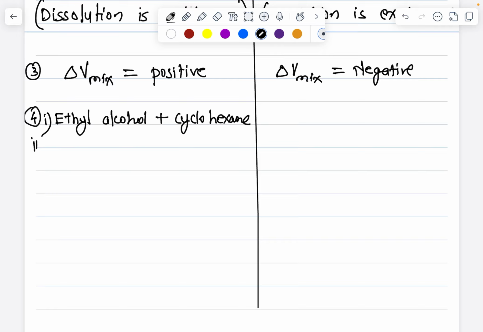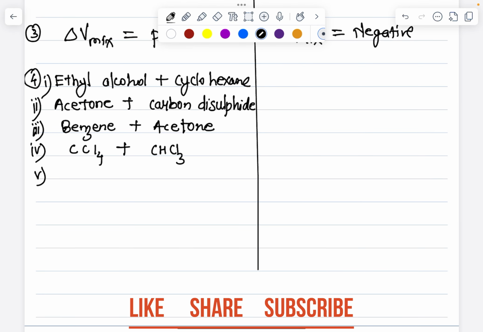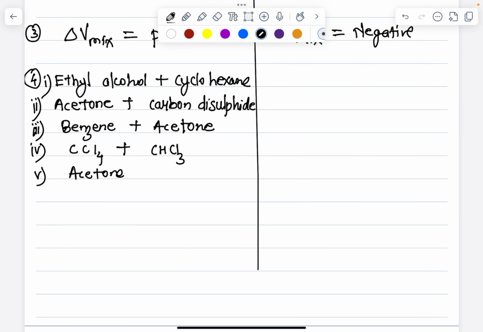Okay. Second, acetone plus carbon disulfide. This also shows positive deviation. Third example could be benzene and acetone. Benzene plus acetone. Fourth example, I'll just write the formula: CCl4, carbon tetrachloride, and chloroform, CHCl3. Acetone plus ethyl alcohol.